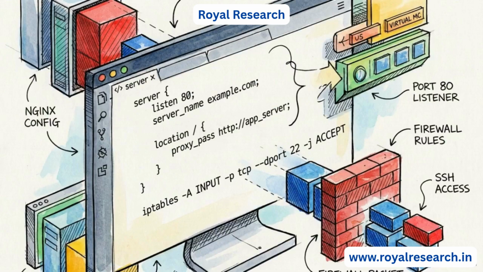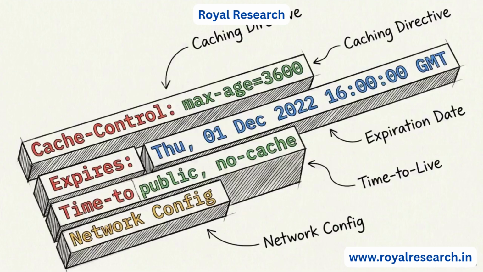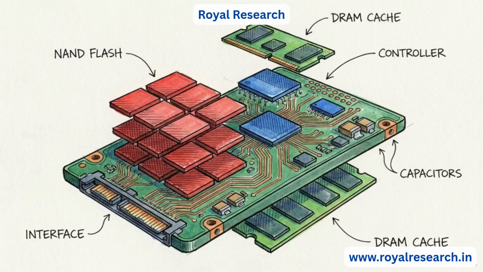Developers dictate this local retention using server-side HTTP headers. The cache control and expires headers instruct the browser exactly how long it is permitted to store and serve a local copy of an asset without checking the server.